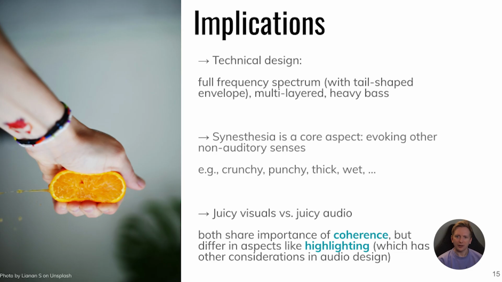The analysis and the results of our work have led to several implications, 3 of which we'd like to focus on in this presentation. So firstly, our work has some implications on the technical design of juicy audio moving forward. So we now know the importance of having audio on the full frequency spectrum, and that includes considering the shape. It also should be multi-layered, and there should be multiple aspects of that sound.